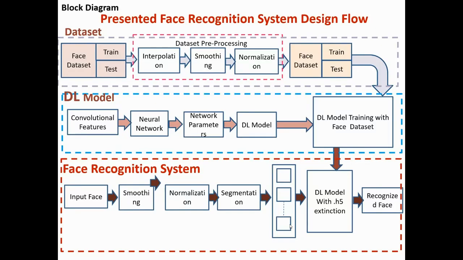After that it will be fed to the neural network. The neural network will give some parameters. Those parameters will be stored in the DL model, and the DL model will be saved with the .h5 extension. When I give an image as input to the model, it will do smoothing, normalization as well as segmentation. After that it will generate the corresponding face. When you take the input as a face, it will recognize the corresponding face.